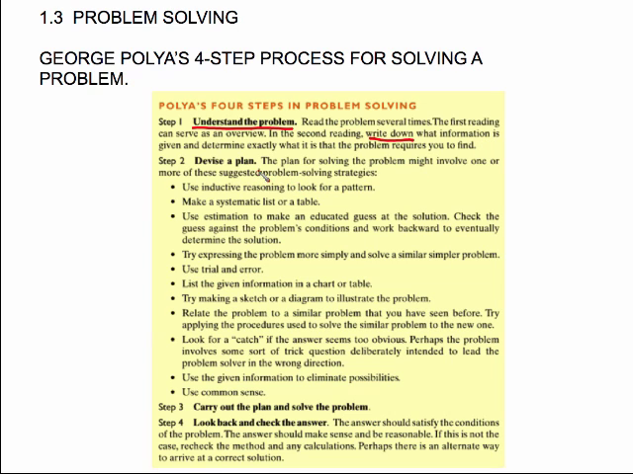Then devise a plan. Now that plan can include looking for a pattern. It can be writing an equation, trial and error, use a chart or a table. It all depends on the type of problem. Carry out the plan and solve the problem. Maybe it's an equation you have to solve. Maybe it's just a cross multiplication. Maybe it's just simple arithmetic.